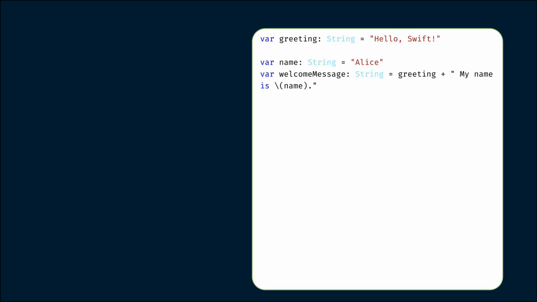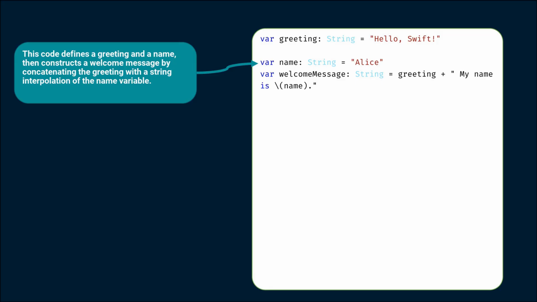Now, let's explore how we can handle strings in Swift, which are fundamental for displaying and manipulating text in our applications. We start by declaring a variable named greeting that stores a simple string message, "Hello Swift." This demonstrates how easy it is to create and assign string values in Swift. Next, we'll write another variable, name, assigned with Alice representing a user's name. To craft a personalized message, we now implement string concatenation by creating a variable called welcome message. This variable combines both greeting and name using the addition operator.